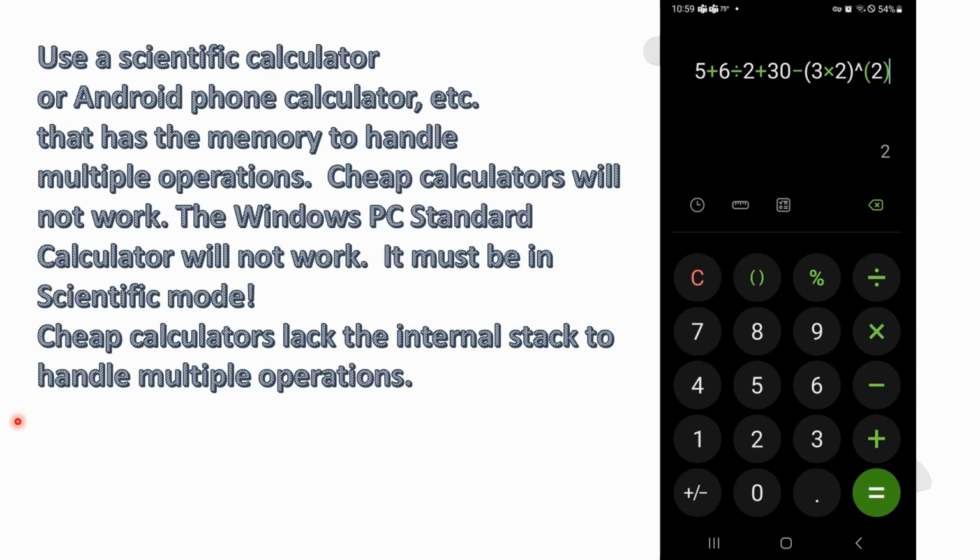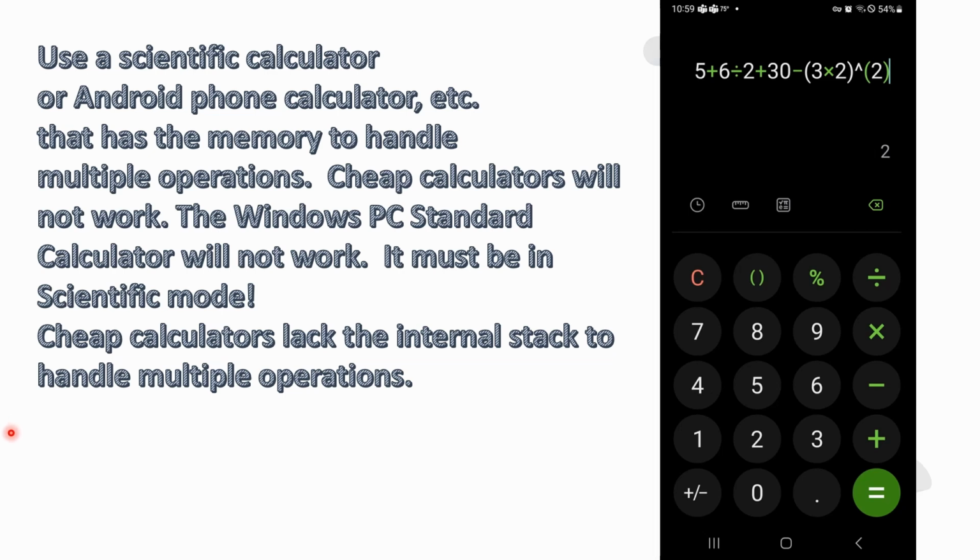Another frustrating thing to me, and I guess it's intentional, but I don't feel like Microsoft really explained it well, but the Windows PC standard calculator will not work. And I don't care if you have Windows 7, Windows 10, Windows 11. I've had them all. That will not work. It will calculate incorrectly because it uses what they call immediate execution mode.